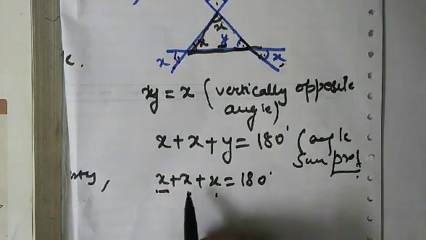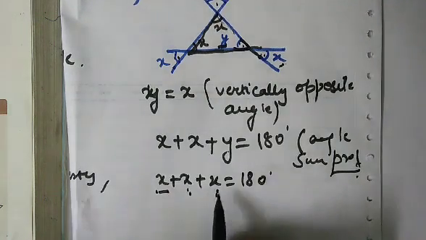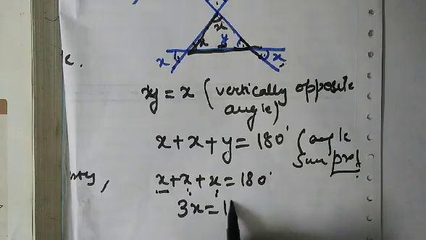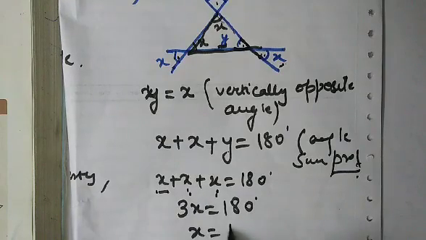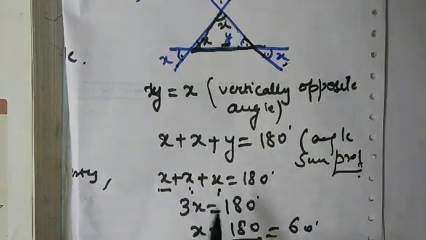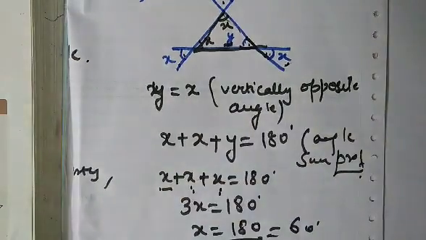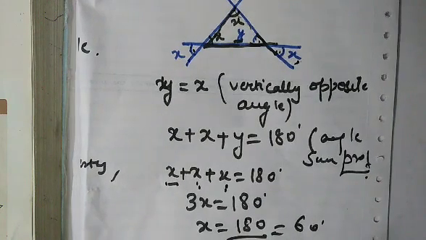Now this is x, it means this is 1x. When you add them, you will get 3x. So 3x equals 180, divided by 3, so it will be 60. All the angles will be 60 now, and so this is an equilateral triangle, because in an equilateral triangle all the angles are equal and they are of 60 degrees. So this way you have to find x is 60 degrees.